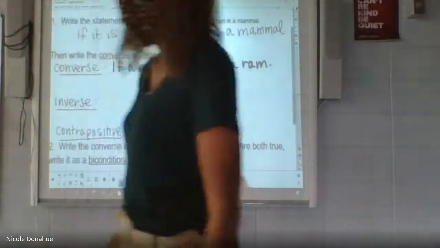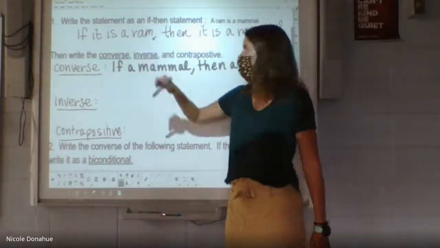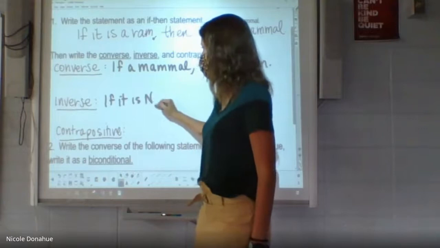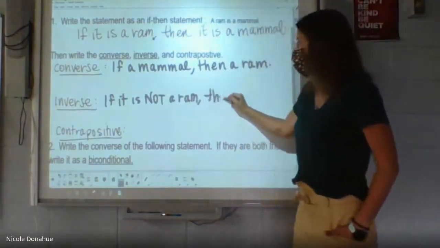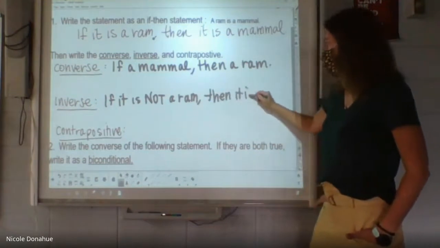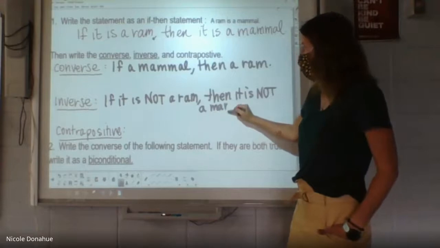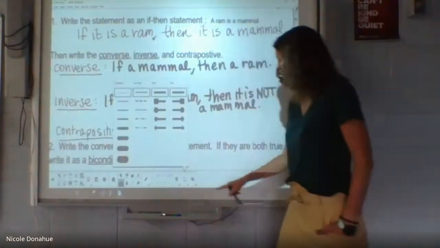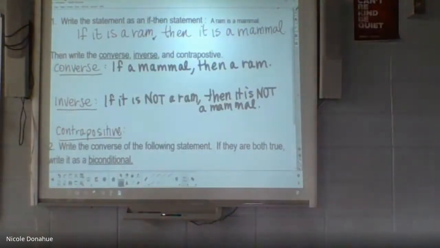All right, inverse is the one where you add the not to it. But again, you go back to the original statement. So if it is not a ram, then it is not a mammal. Again, we're not changing anything about this statement other than adding those nots to it. And again, you're going back to the original statement, each time going back to that.